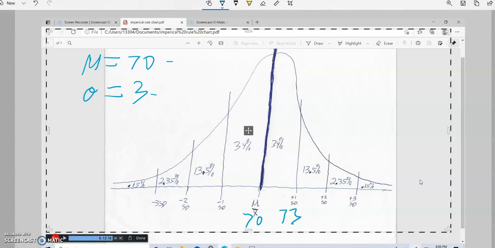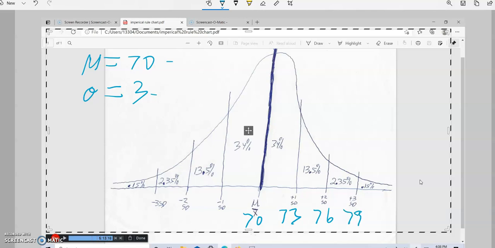And then if I add another standard deviation, that goes here. So in other words, that says plus one standard deviation higher than the mean is 73, because 70 plus 3 is 73. Two standard deviations higher than the mean, that's the plus 2 SD there, is 76, okay? And one more is 79, okay?